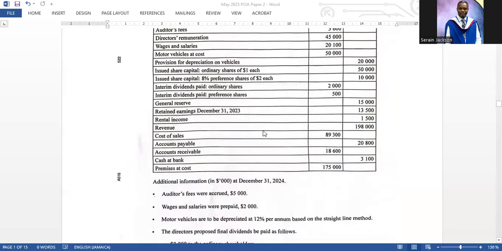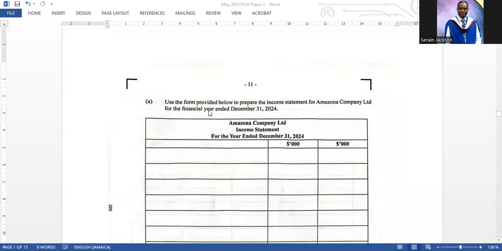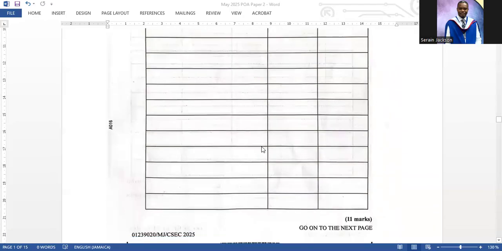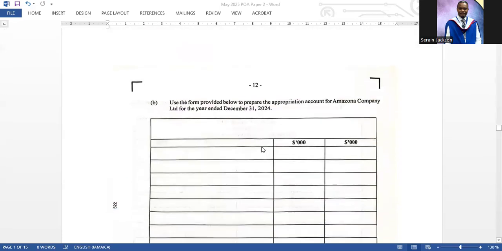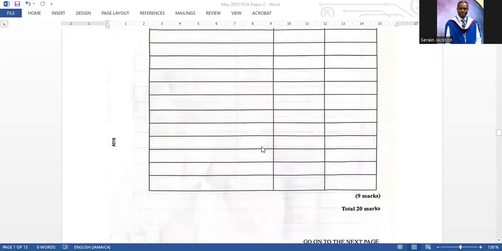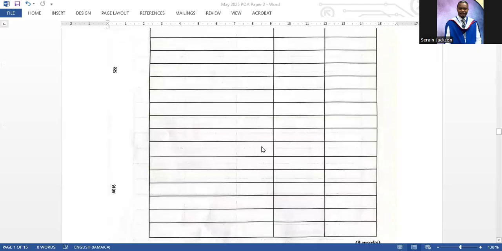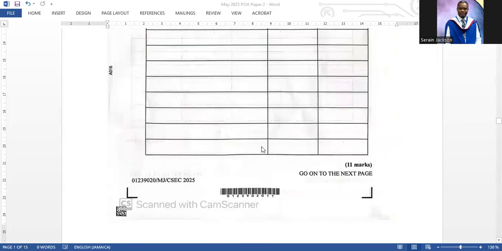And then they ask you to use the form below to prepare the income statement for the company, right? That's 11 marks. Then they want you to prepare the company appropriation account, right? That's for an additional 9 marks. So the entire question 2 is the income statement of the company along with the appropriation account for the company.